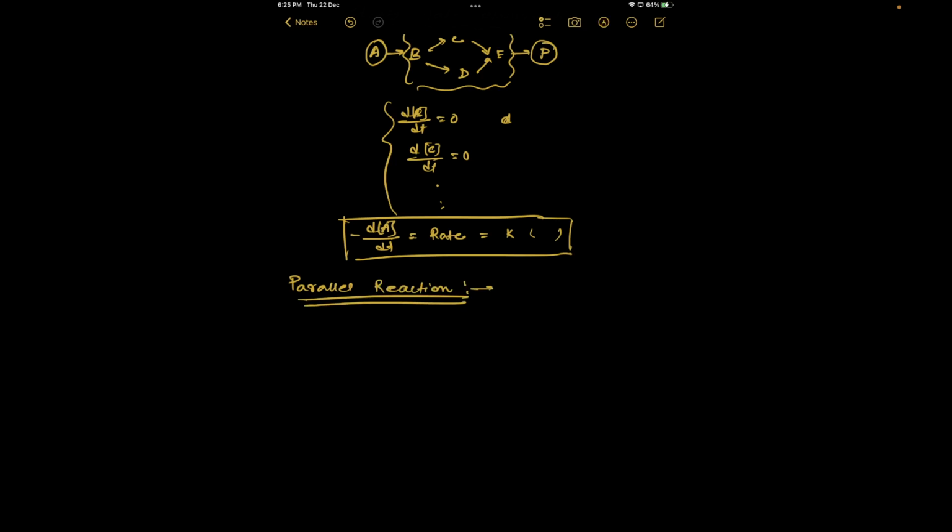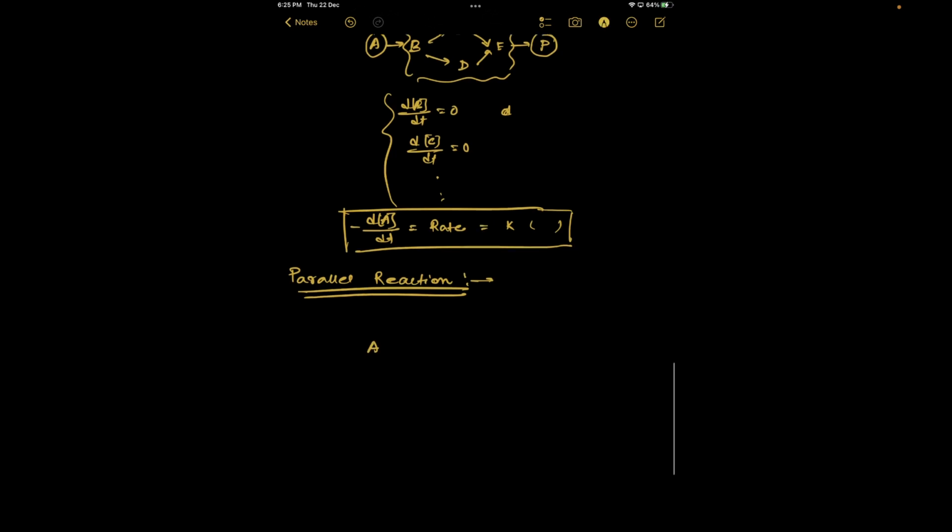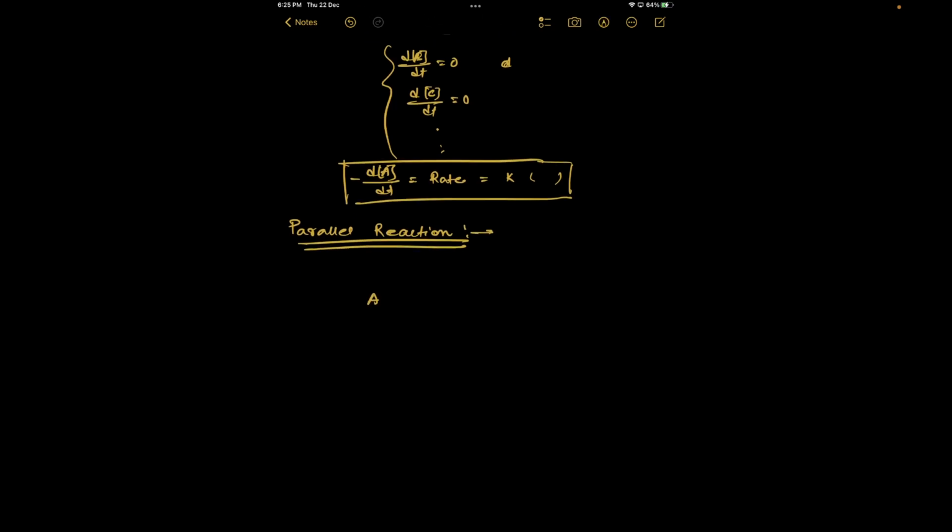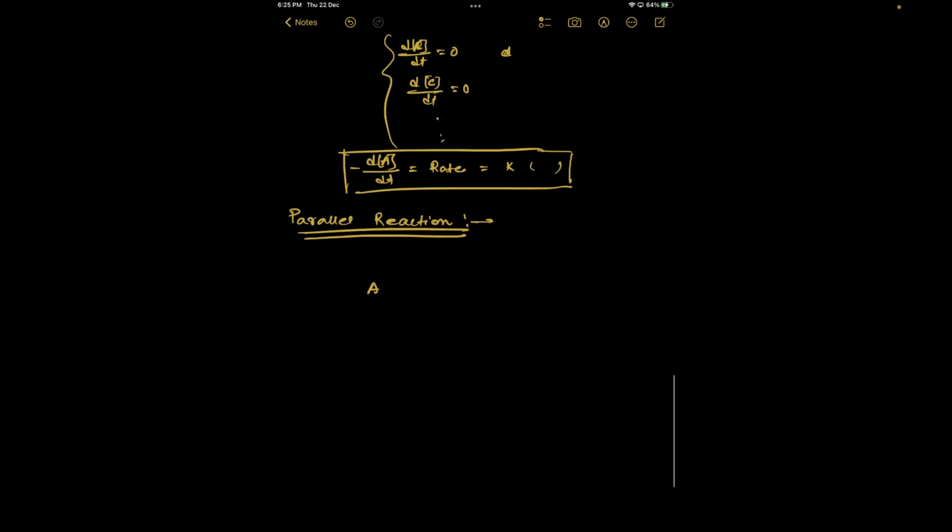So parallel reaction means, from the reactant molecule, let's say A, to form the product molecule. There are two possible pathways. Different possible pathways are there to form different product molecules. That means the reactant molecules can participate in different pathways to form different product molecules.